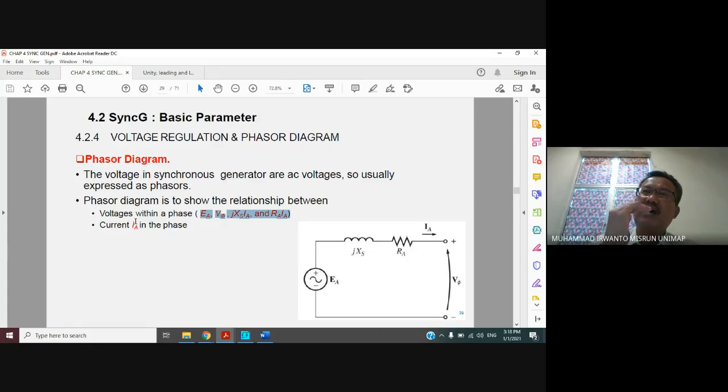IA, for example, lags the phase voltage by how many degrees? If IA leads the voltage, the power factor is leading. If IA lags V phase, the cos theta or power factor is lagging.